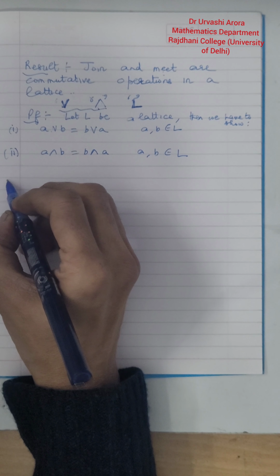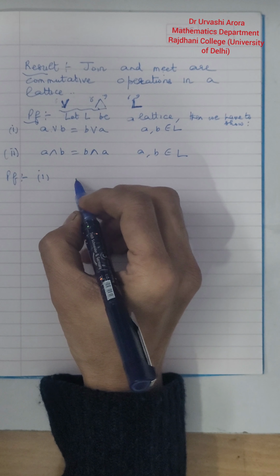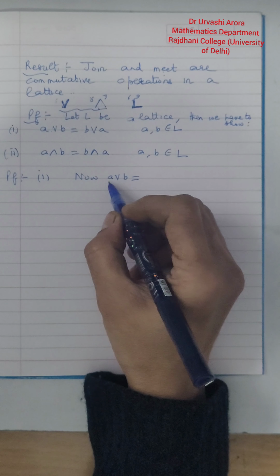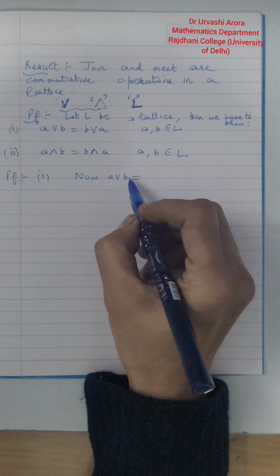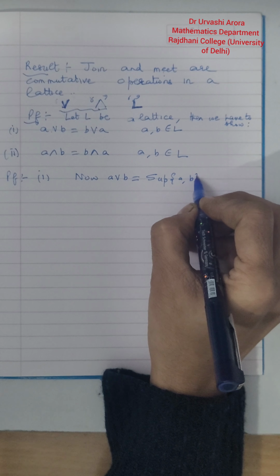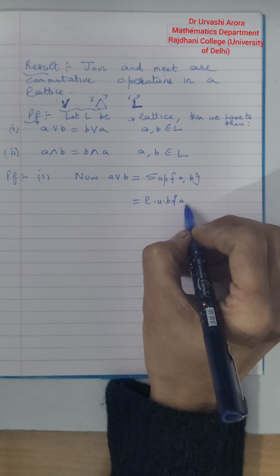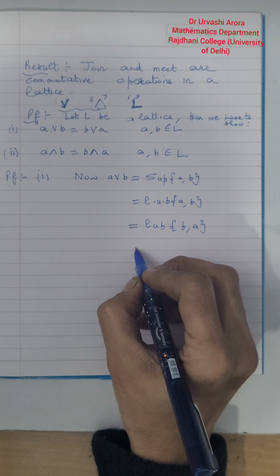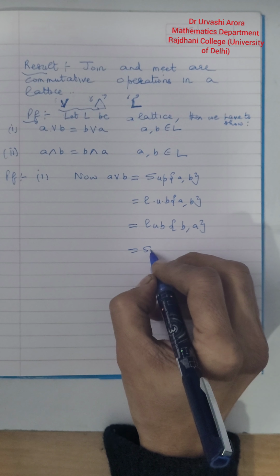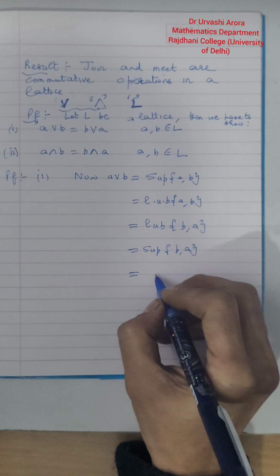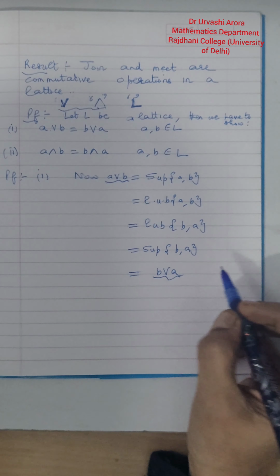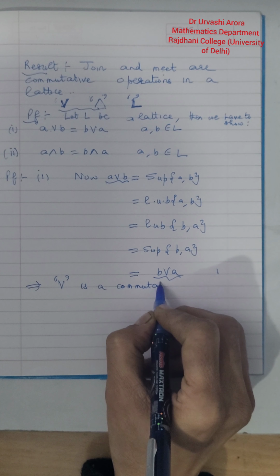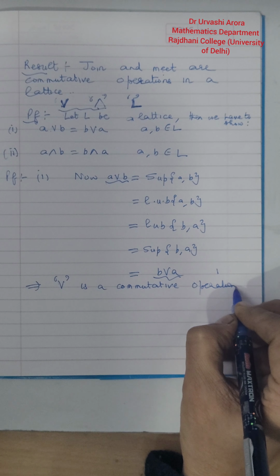So let me prove the first part. That is, we have to show that join is a commutative operation. Now A join B, by definition, the join of two elements A and B of the lattice L, is defined as the supremum of the elements A and B, or the least upper bound of A and B. Now, the least upper bound of A and B is equivalent to the least upper bound of B and A. You can change the order of the elements, or you can write the supremum of B and A. It's one and the same. And the supremum of B and A is nothing but B join A. So therefore, A join B comes out to be B join A, which implies that join is a commutative operation in L.